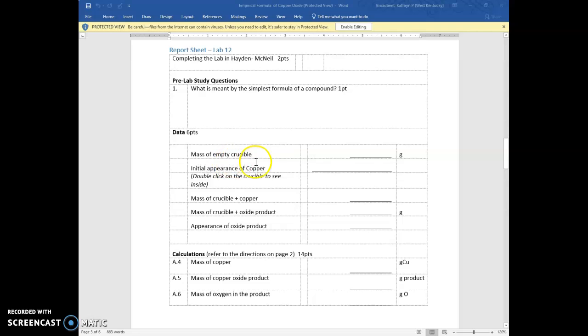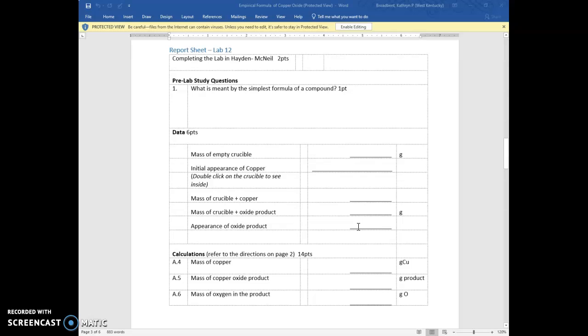First, you'll need to mask the empty crucible, and then we'll describe what the copper looks like. You can double-click the crucible to see inside it. On this line here, you'll put the mass of the crucible and the copper that you added. And on the line below, you'll put the mass of the crucible and the oxide product. So the mass that goes on this line is after it's heated. Okay? Before it's heated, after it's heated.